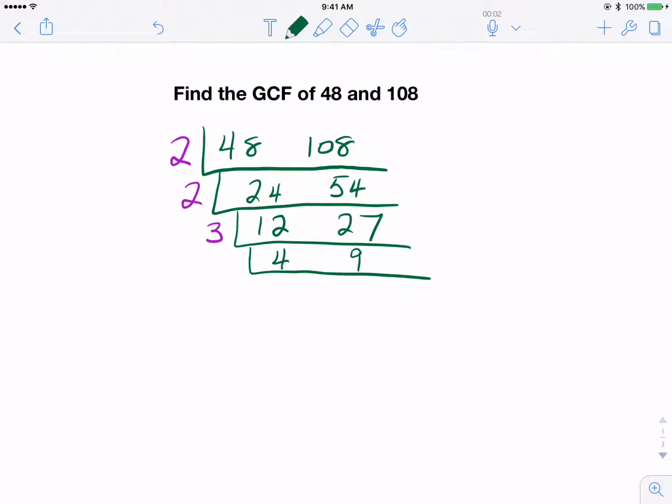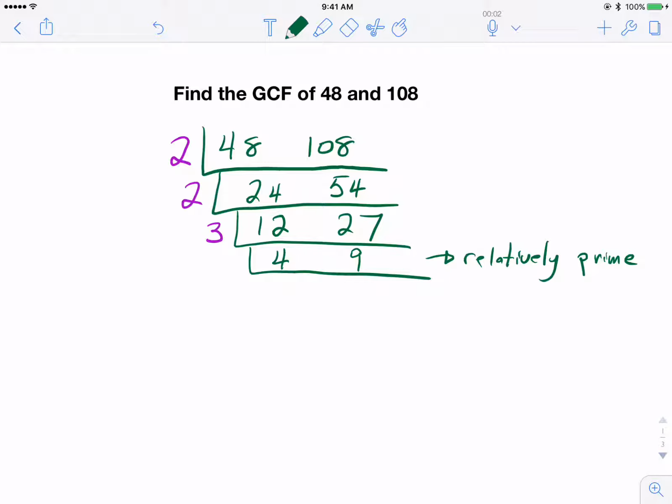Now at this point, neither 4 nor 9 is prime itself. That's why it's important we don't think of it like that. We defined it earlier as relatively prime. Relatively prime just means they're prime in relationship to each other. 4 and 9 obviously have other factors, but there's nothing that they share. There's nothing that they have in common. Therefore, we're done with this technique, this ladder, this upside down birthday cake technique.